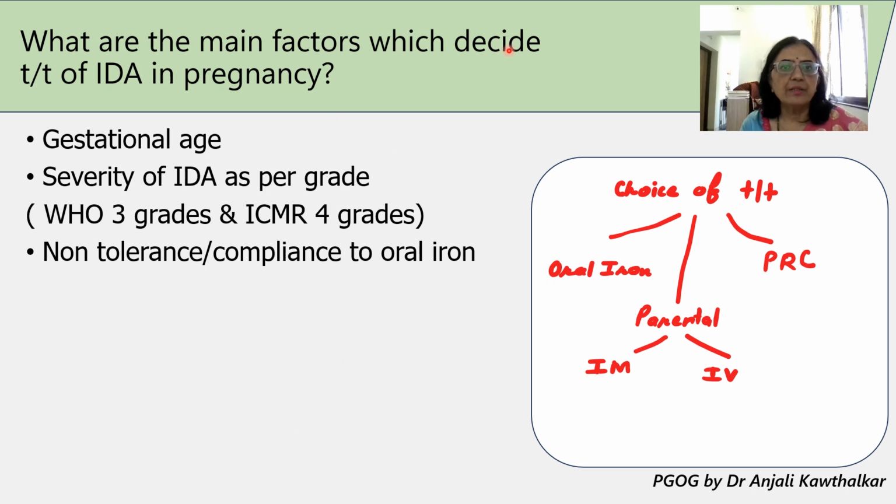What are the main factors which decide the treatment modality in iron deficiency anemia in pregnancy? It is the gestational age, severity of iron deficiency anemia. As per grade, we have already seen there are 3 grades by WHO and 4 grades by ICMR, and whether patient can tolerate or is compliant for oral iron therapy. And then accordingly, we have the choices whether to give oral iron, parenteral iron in the intramuscular or intravenous form, or to give blood transfusion as packed red cell transfusion.